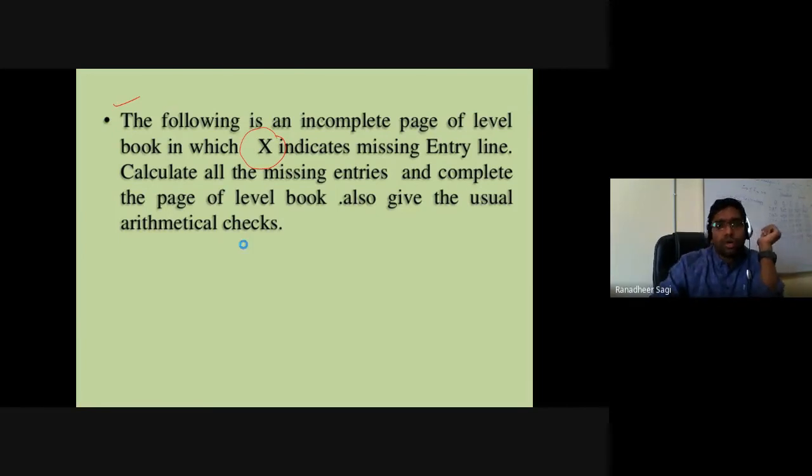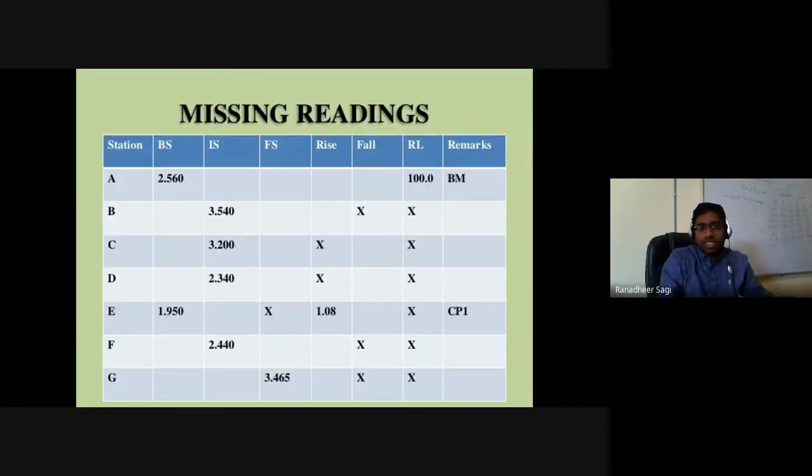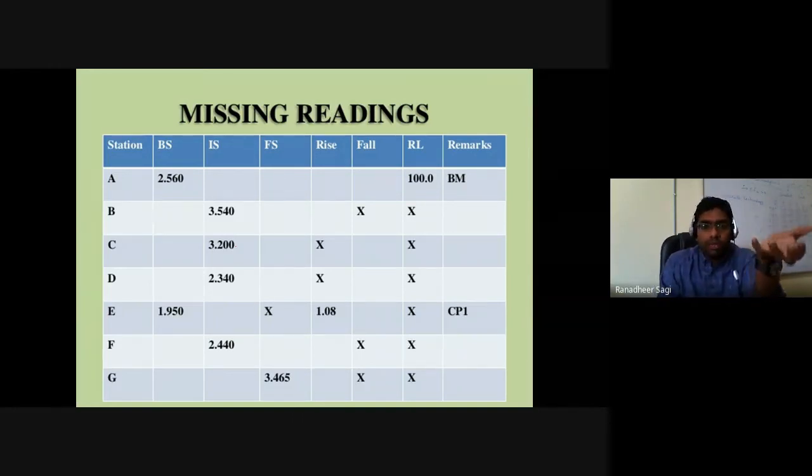Okay, so let's go on to take up some problem. So here is some data I have in my level book with certain values missing. Today, as the time is less, I'll be taking only one problem. In the next class, maybe another problem of this missing entries concept, so that I can give you some more understanding of how to solve a problem related to missing entries.